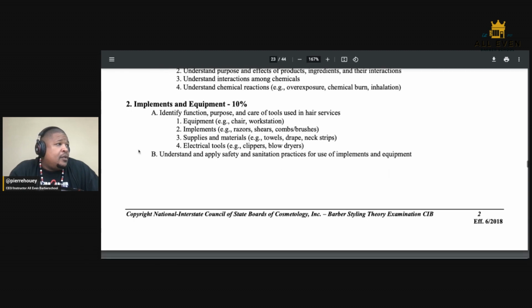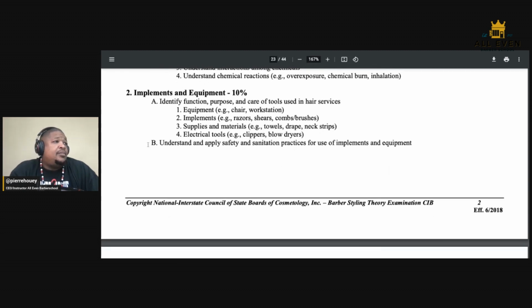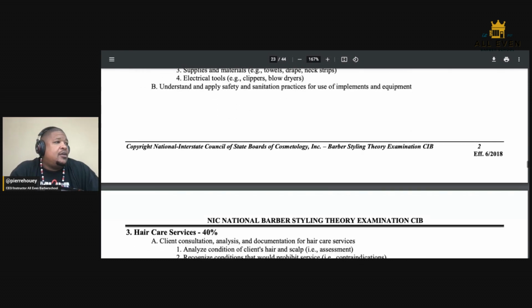All right. Part B, understand and apply safety and sanitation practices for use of implements and equipment. That's just a matter of being exposed to whatever the proper safety and sanitation practices are. Like I'll give you a case in point. A lot of times, if you get in a chemical service, you're supposed to double drape. And you might say, well, what is double draping? After I explain it to you, after we talk about it, it's like, oh, okay, I get it. That does make sense.